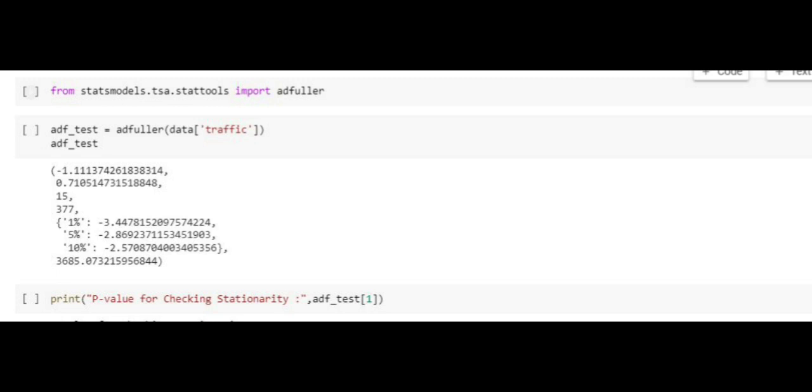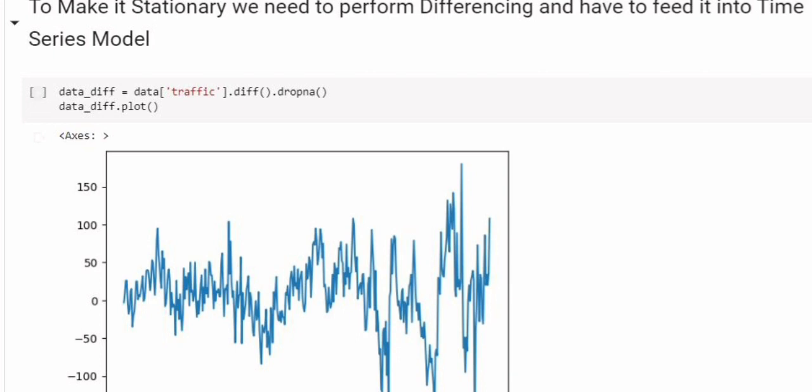So there are two ways of doing it: by means of turning it into stationary data and feeding it to the model, or by means of using the differencing component D in the ARIMA model to difference it, further converting it into stationary data and feeding it to the model. There are two ways, hence we have to do it in two ways.